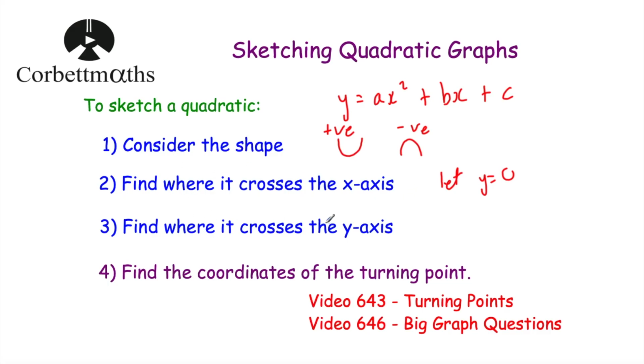My next step would be to find where it crosses the y-axis, and all quadratics will cross the y-axis. And to find where it crosses the y-axis, we just let x equal 0. So we just let x equal 0, and that'll be where the graph crosses the y-axis. So you can find that y-intercept. Okay, so they're the first three steps I would use if I was sketching a quadratic.